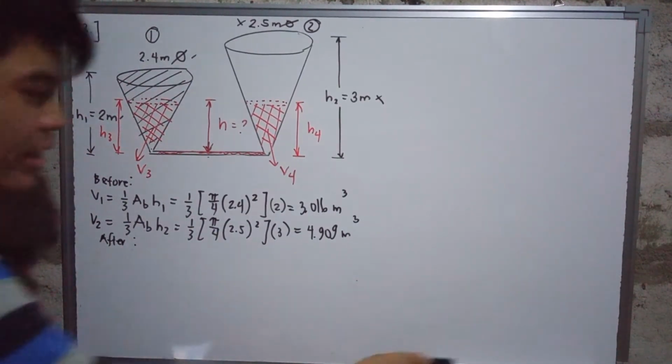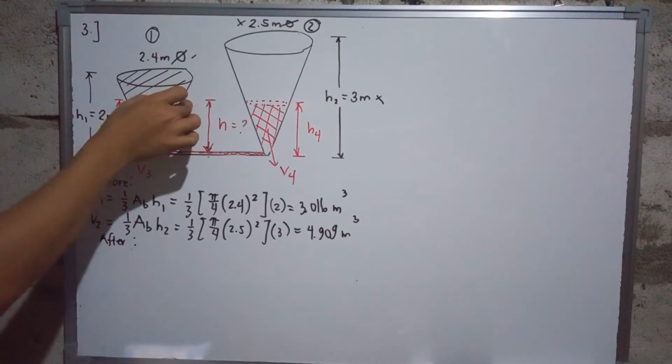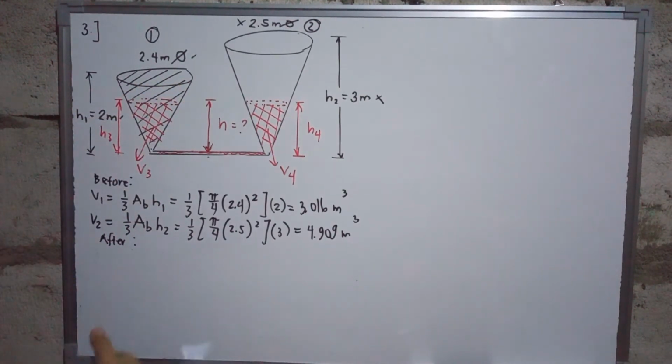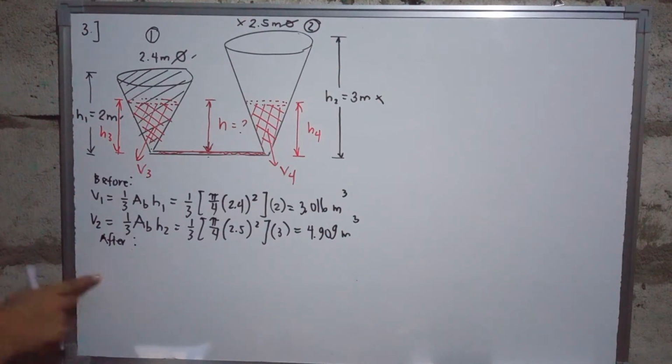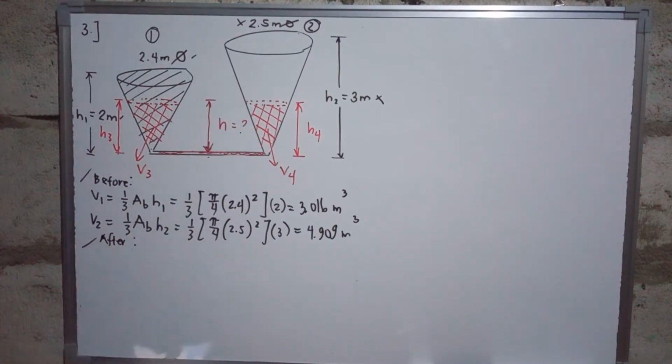So, gagamitin natin is yung shortcut method natin mamaya. Pero pwede naman yon kasi kunin natin yung value ng diameter natin by similar solids. Tapos, mahaba-habang procedure yon pero possible naman yung solution. So, para ma-solve natin yung value ng h natin, kailangan makabuo tayo ng relationship between these two conditions, dito sa before at saka after.